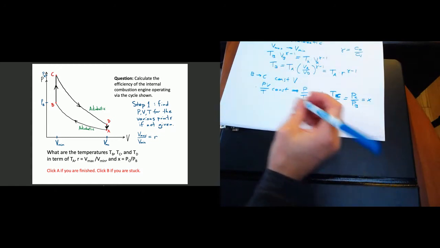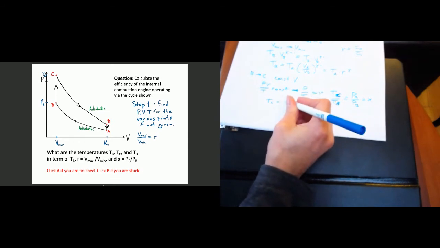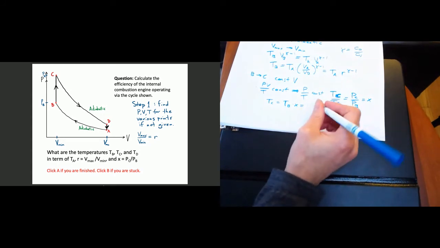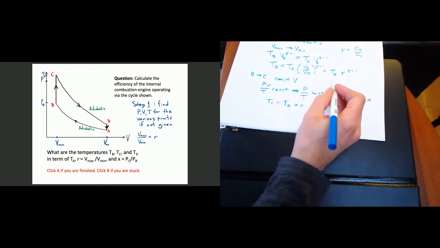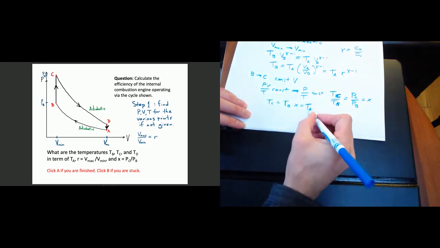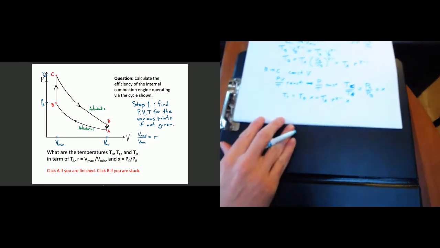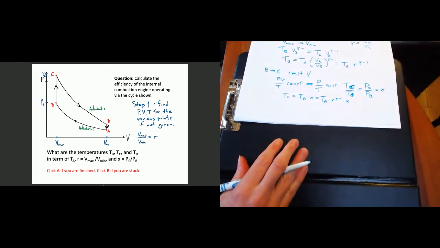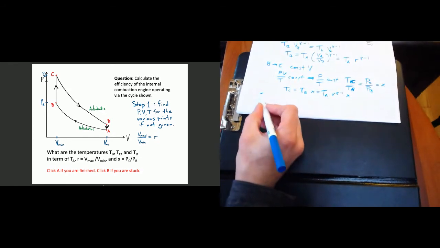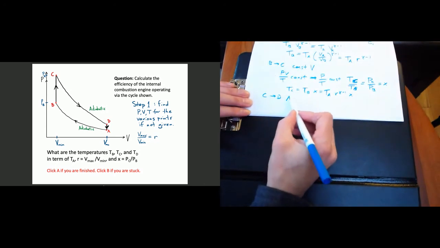And so what we conclude is that TC is equal to TB times X. And if we want to write that in terms of TA, we use that TB is TA times R to the gamma minus 1. So we get TC equals TA times R to the gamma minus 1 times X. So it's a little bit complicated, but that's the way it is. Next, we've got our final process from C to D. And this one is also adiabatic.